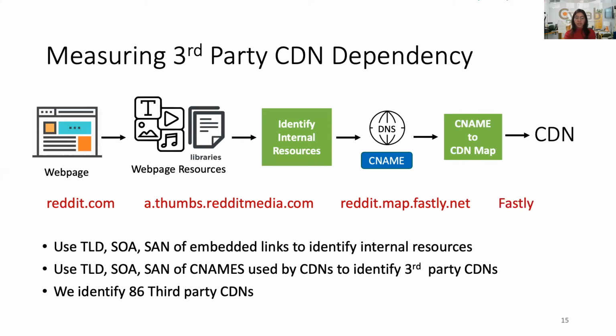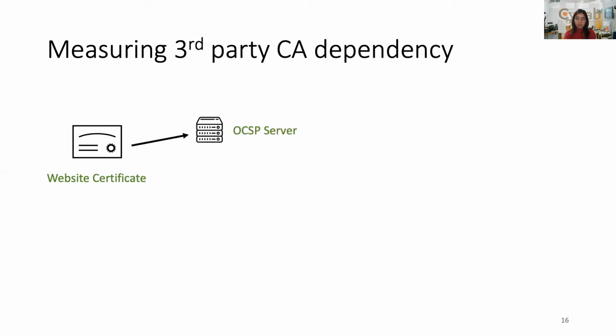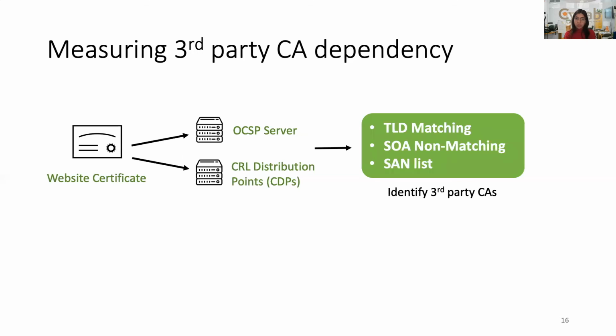In general, we identify a total of 86 third-party CDNs in our data. For certificate authority dependency, we just fetch the certificate of a website, and from that extract the links for the OCSP servers and the CRL distribution points. And we use the same techniques, which are TLD matching, start of authority non-matching, and SAN list, to identify if these are third-party certificate authorities or not. In our data, we identify a total of 59 third-party certificate authorities.